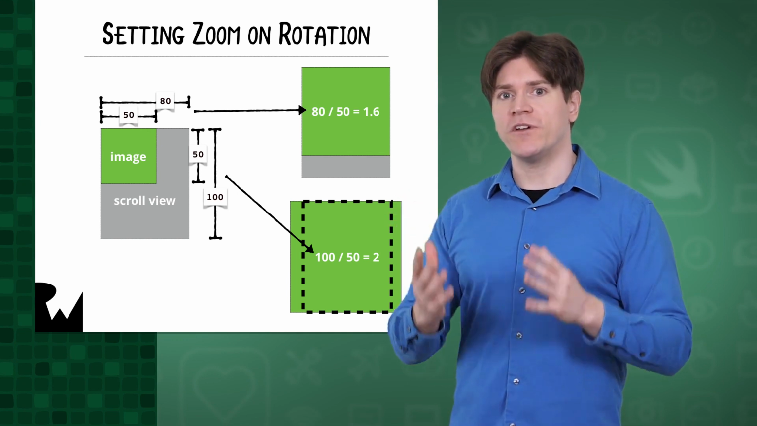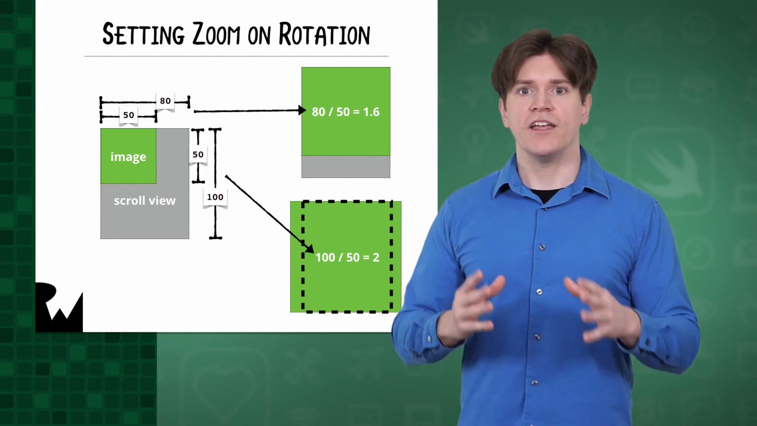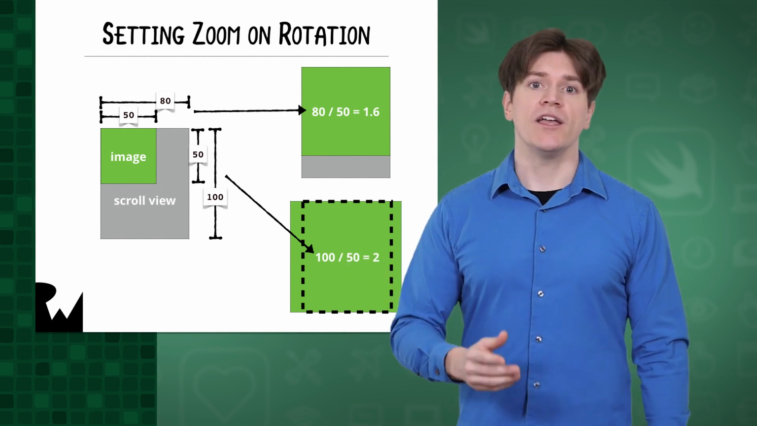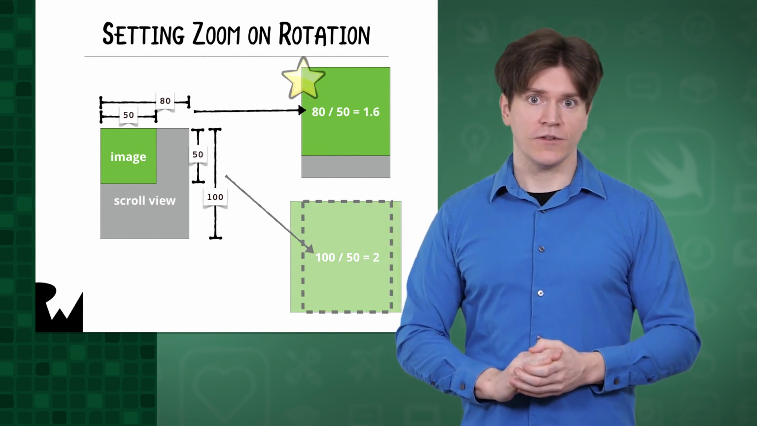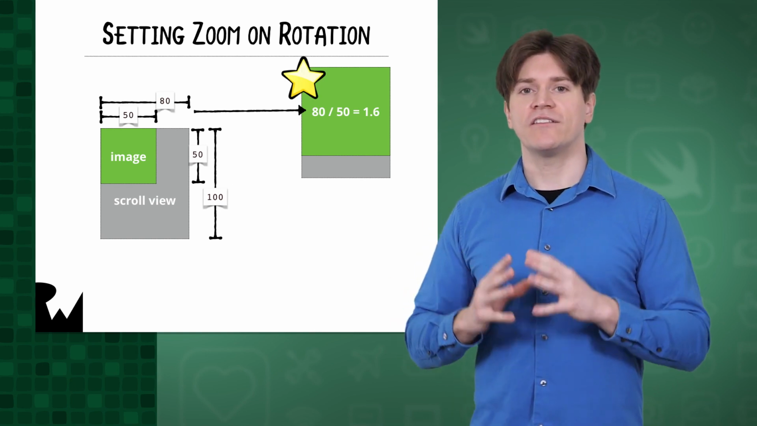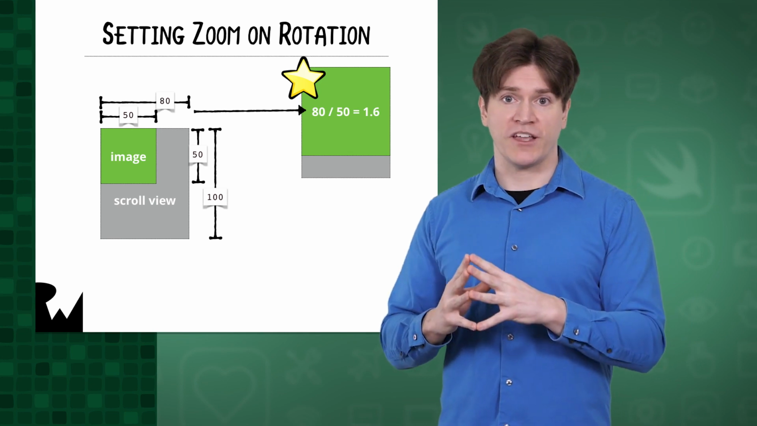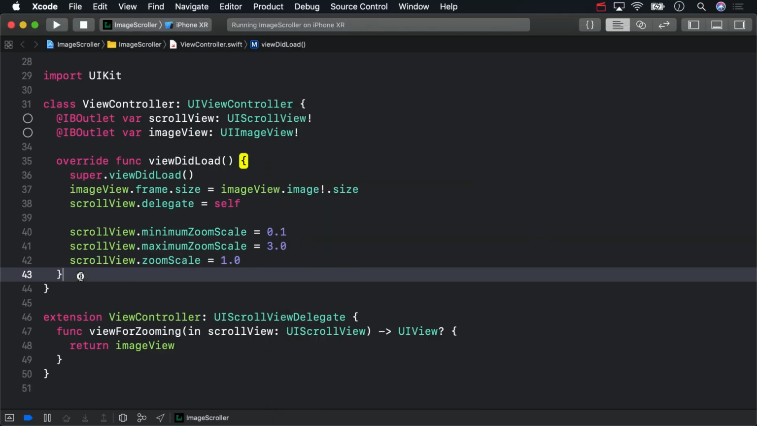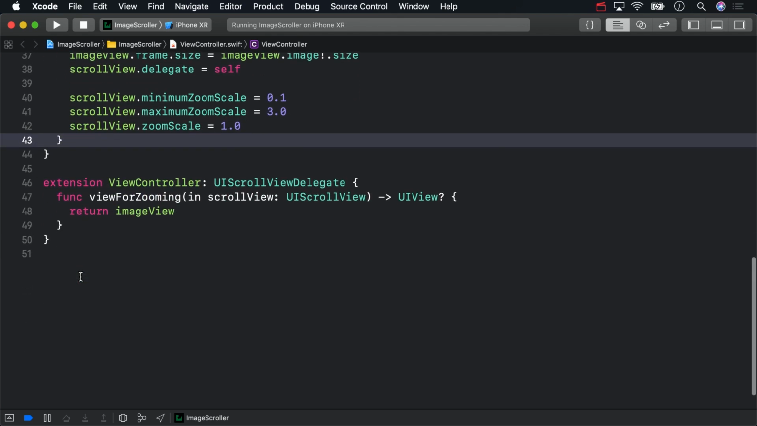Here we can see if we scale up the image by 1.6, it will still fit within the scroll view. But if we scale the image up by 2, it will exceed the size of the scroll view. So we'll take the smaller of those two values, in this case 1.6, and set that value to both the minimum zoom scale and zoom scale when the device rotates. Create a new method for that and name it setZoomParameters.